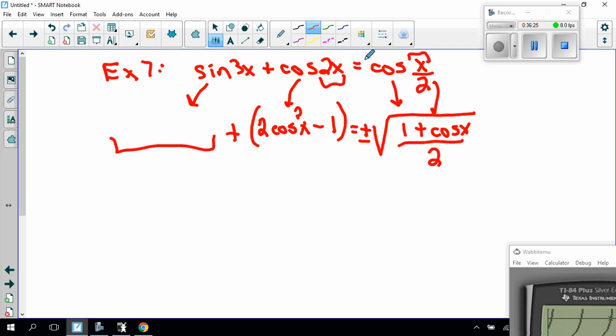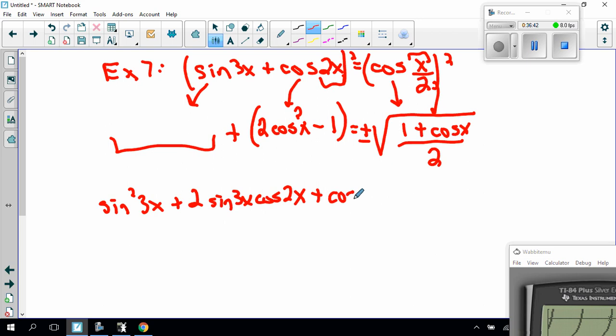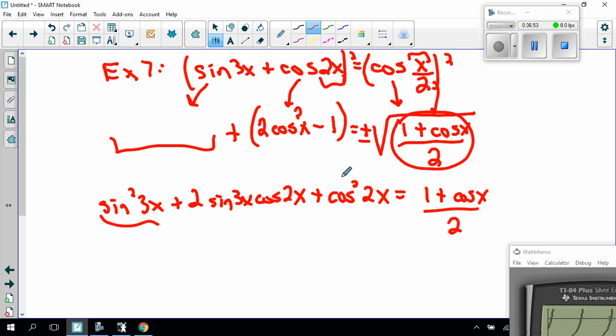So it would be cool to try it. The bad thing is you pick up extra answers. So you get sine squared 3x plus 2 sine 3x cosine 2x plus cosine squared 2x equals, well, just 1 plus cosine x over 2. This is not 1. And you can't use the double angle formula for sine because they have to be like a 2x and a 2x. The book is saying use your calculator and cheat.